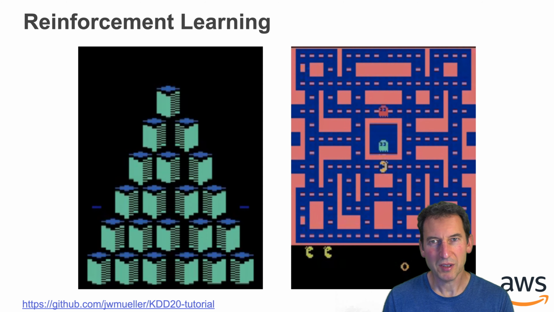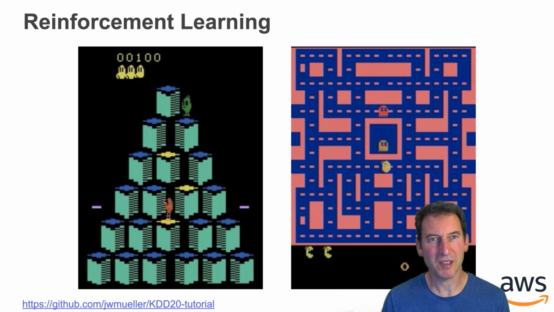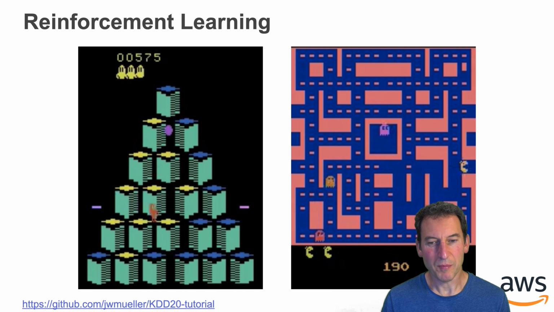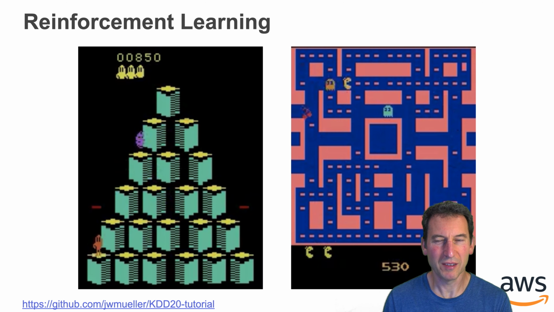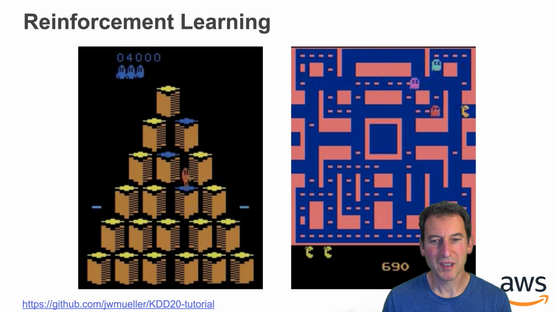Now, another problem is reinforcement learning, and here you see an algorithm that we developed, P3O, doing rather well on a couple of Atari games.